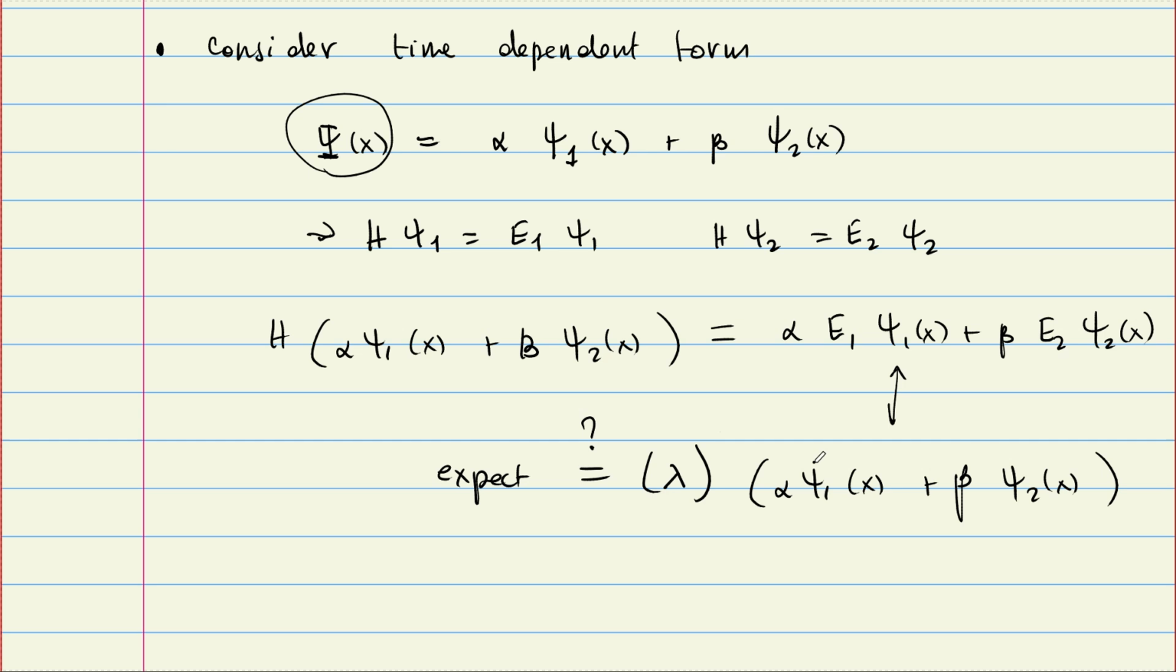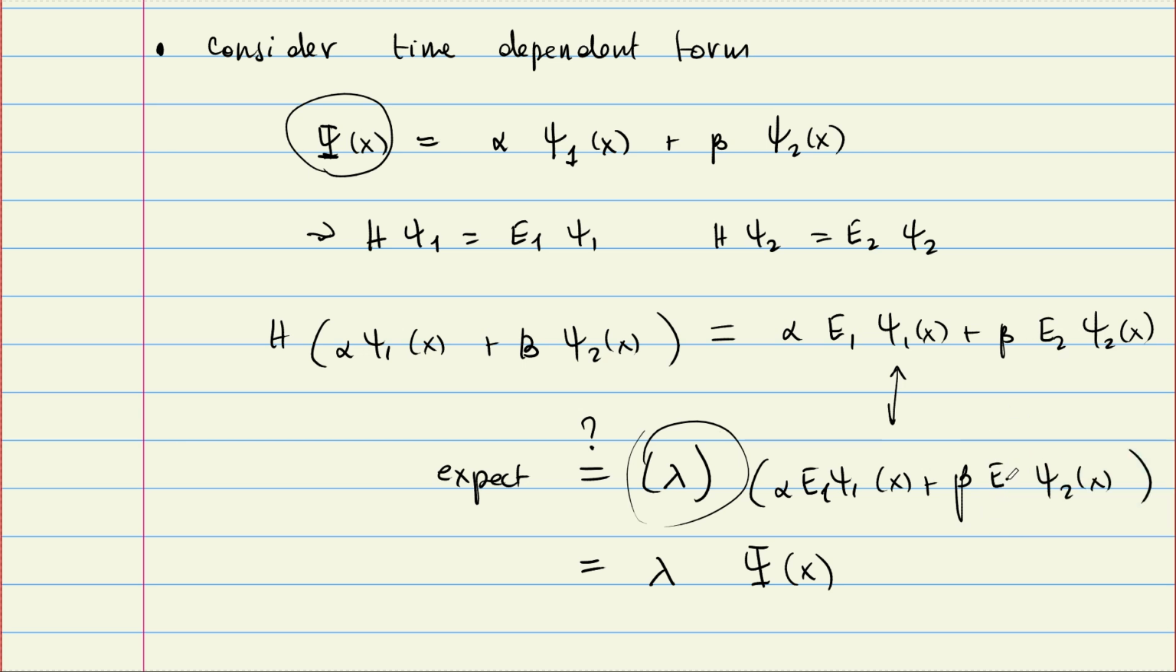I don't have some overall E times the function. I need to have something times psi of x, but I don't have that, right? Here these are E1 and E2. Of course, if these two states had exactly the same eigenvalue, I would just pull the E out and say they are identical, but they are not. So in general, psi is not an eigenfunction of the time-independent Schrödinger equation.